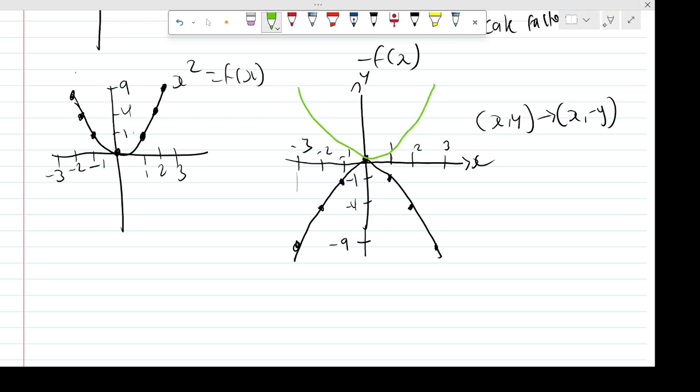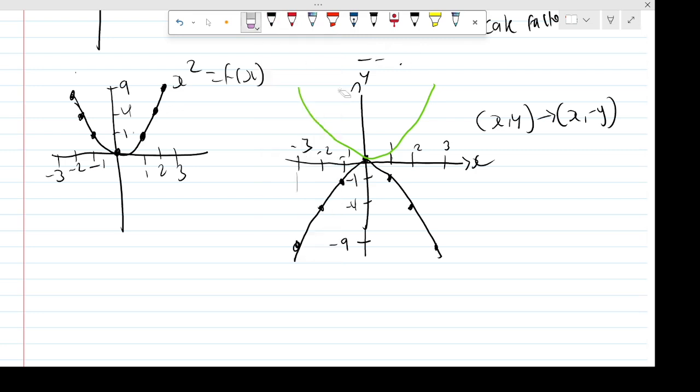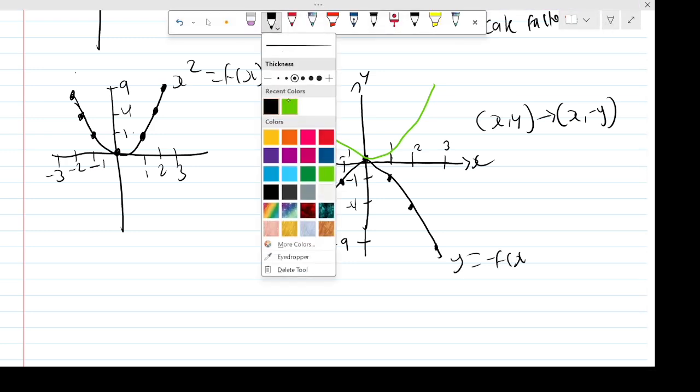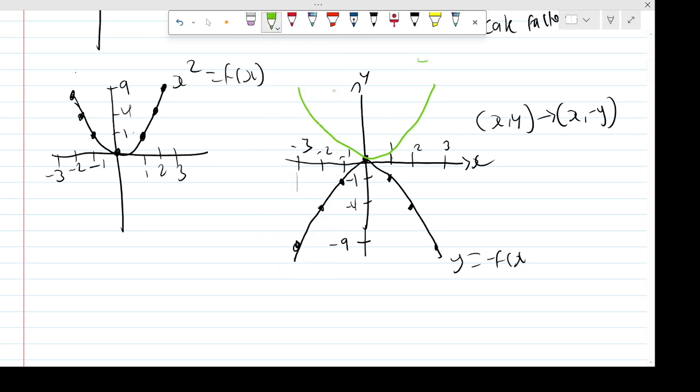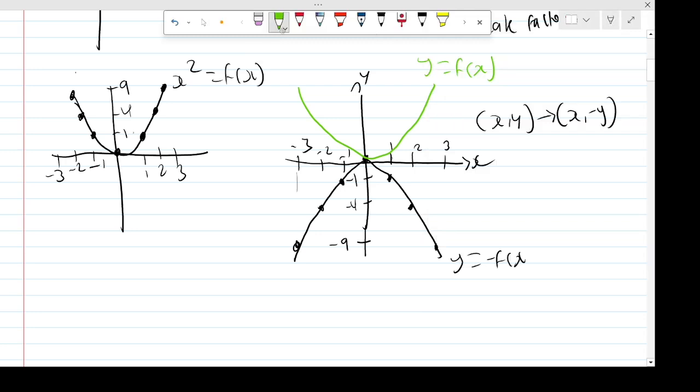There we are, cool. So what has happened in this particular case? This is y is -f of x, and this green curve is the original function, y is equal to f of x, right? What can you observe is different? What is going on with these two functions? What is the difference? What's the relationship?